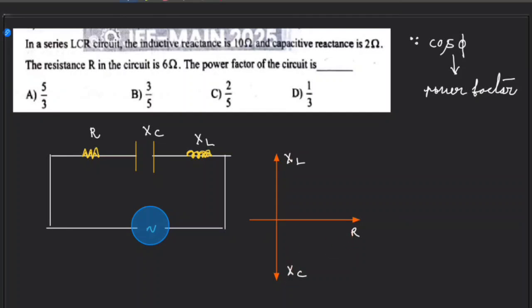So for example, have a look here. The inductive reactance is 10 ohms, the capacitive reactance is 2 ohms, and the resistance is 6. So the XL value is 10 and the XC value is 2. Therefore, you don't need to keep these separate. The net comes like this. How much is the net? 8, right? The net is 8 ohms, and already this resistance is 6 ohms. This XL minus XC is 8 ohms.